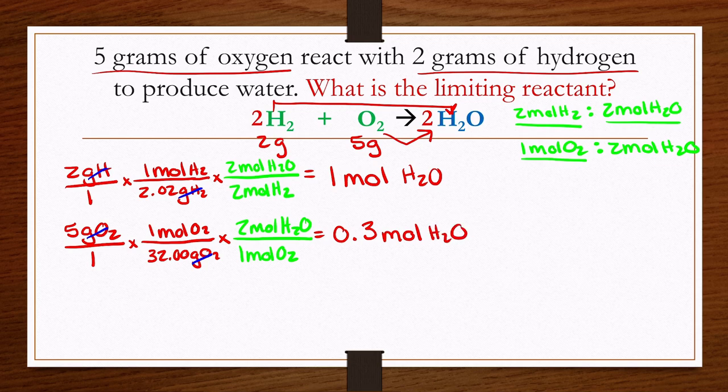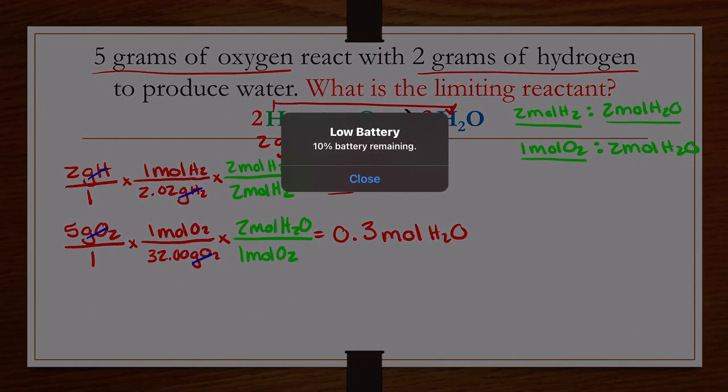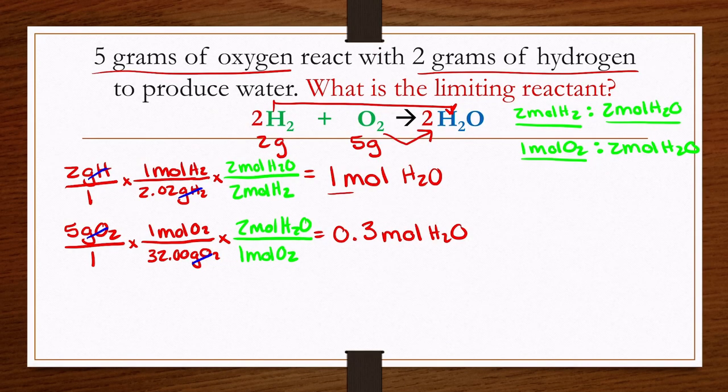All right, so when we perform these stoichiometric calculations, let's say for this first one where I calculated for hydrogen, I'm making some assumptions. I'm starting with 2 grams of hydrogen, but I'm assuming that I have endless amounts of oxygen to react with all of that hydrogen. And if I have endless amounts of oxygen, then I could potentially produce 1 mole of H2O. But I don't have endless amounts of oxygen. I only have 5 grams.